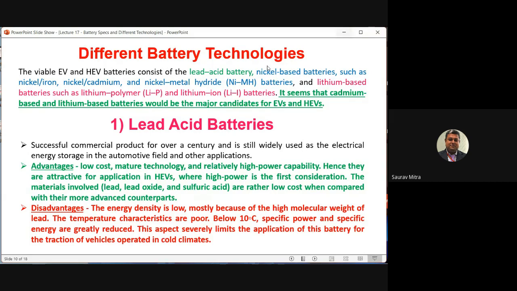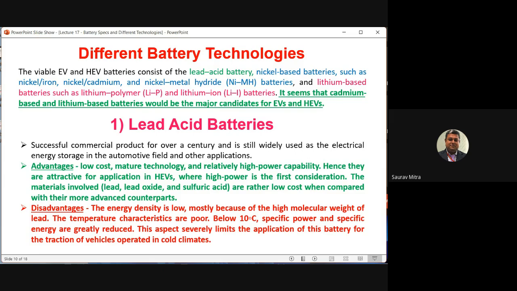So you can find here there are different types of batteries: lead acid, nickel based, such as nickel iron, nickel cadmium, nickel metal hydride, all those things. Lithium based batteries such as lithium polymer, lithium ion, like that. So it seems that nickel based and lithium based batteries would be the major candidates for EVs and HEVs. What are the advantages of lead acid battery? It is low cost, mature technology, and relatively high power capability. Hence, they are attractive for application in HEVs, where high power is the first consideration.